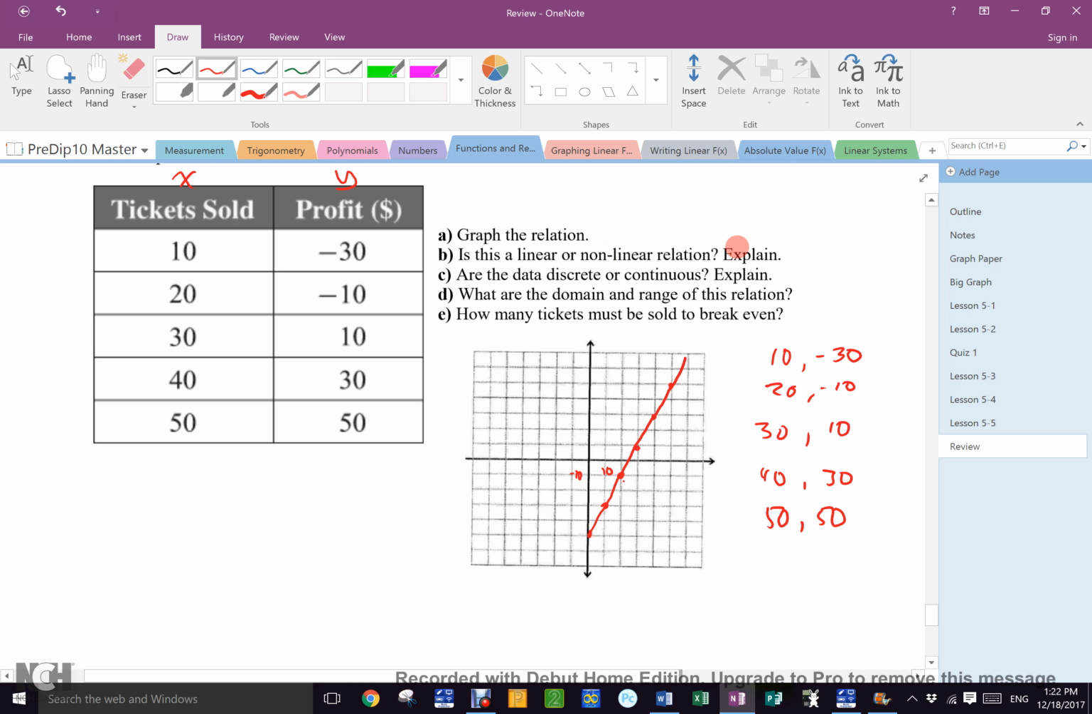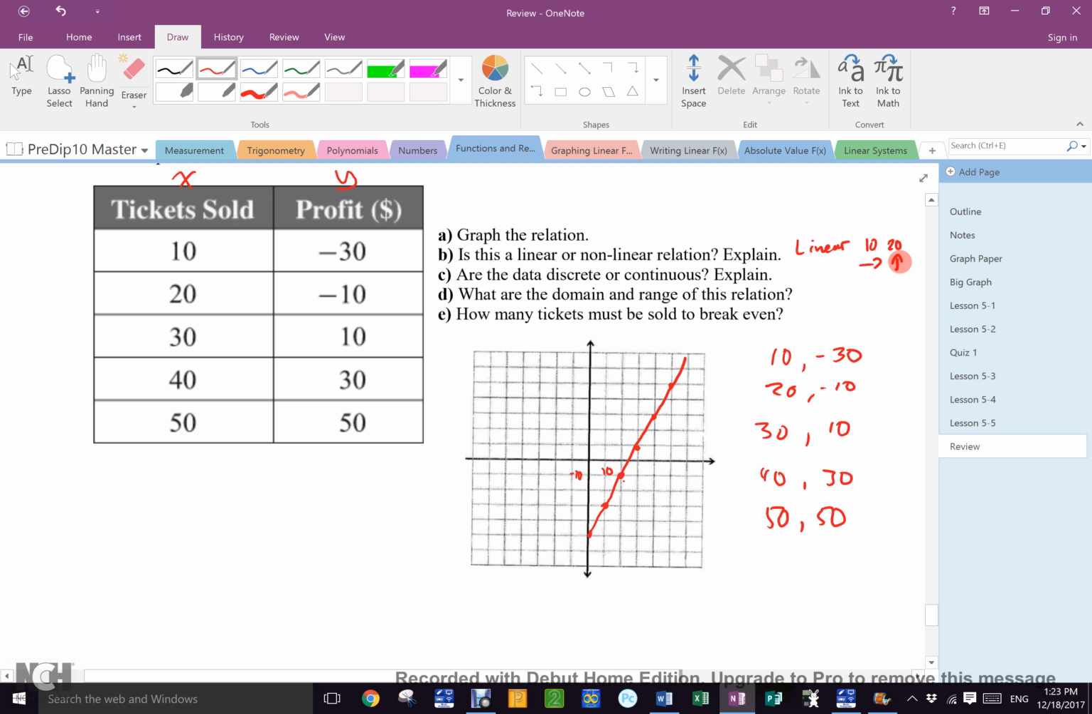Is it linear or nonlinear? It is linear. Why? And it has nothing to do with the line. What makes it linear? It goes up 10, goes down 20 each time. For every 10 tickets, you make $20. You have $20 coming in. Right? So that's what makes it linear. 10 that way, 20 up. Always. Is it discrete or continuous?